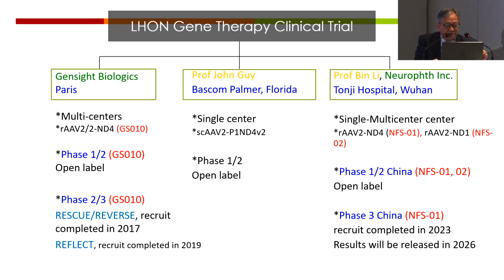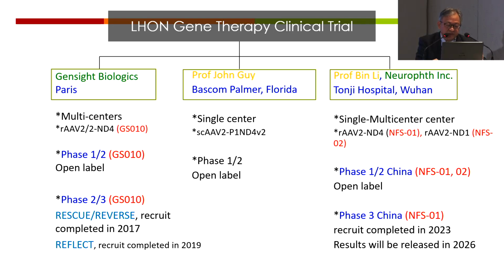We know that around the world there are 3 major groups doing LHON gene therapy. On your left-hand side is GenSight Biologics, a company based in Paris. It conducts multi-center studies, and the vector they use is recombinant AAV2 with ND4 cDNA. We call that GS010, and it has completed a phase 1/2 study and also 3 phase 3 studies. The first 2 are called RESCUE and REVERSE, with recruitment completed in 2017, and the third one is called REFLECT, with recruitment completed in 2019.